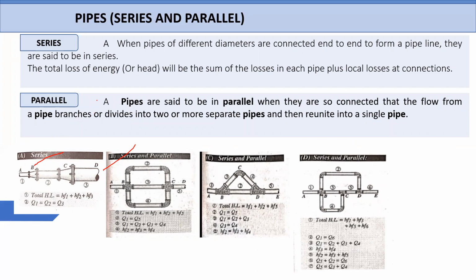Parallel. Pipes are said to be parallel when they are so connected that the flow from the pipe branches is divided into two or more separate pipes and then reunited in a single pipe. So I made a mistake earlier. This one and this one are series and parallel. For series, the figure is this one.